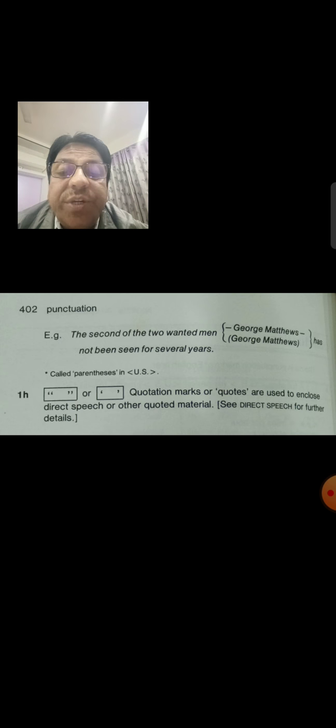Finally, we come to the quotation marks, double quotation marks or single quotation marks. We have done the example of quotation within quotation. So it is there that we use both the double quotation marks and the single quotation marks to differentiate between different types of quoted material, that is quotation within quotation.